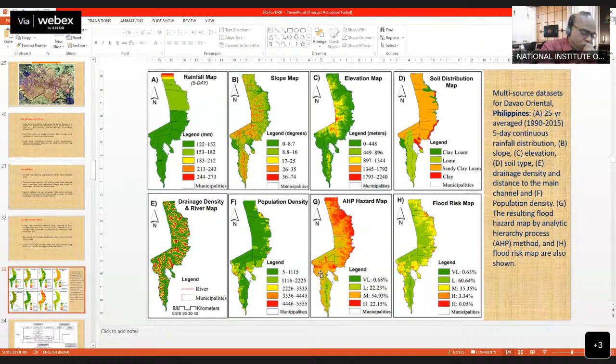Now, if you integrate the hazard map with the population density, then you can create the flood risk map. So this is the capability of GIS only. Manually, it is very, very difficult, and it will take a lot of time. You cannot get the accuracy also. But using this GIS integration, a lot of processors are there for integration. Here we have taken the analytic hierarchy process, and it has given the flood risk map within no time.